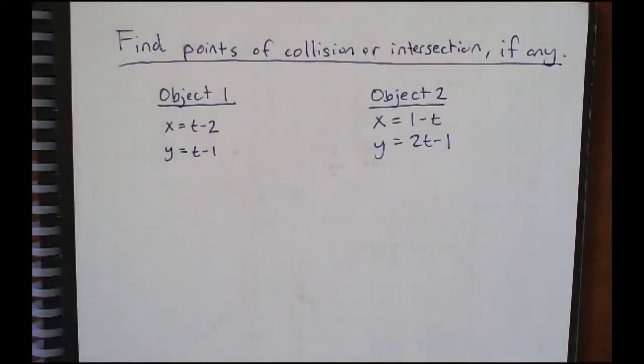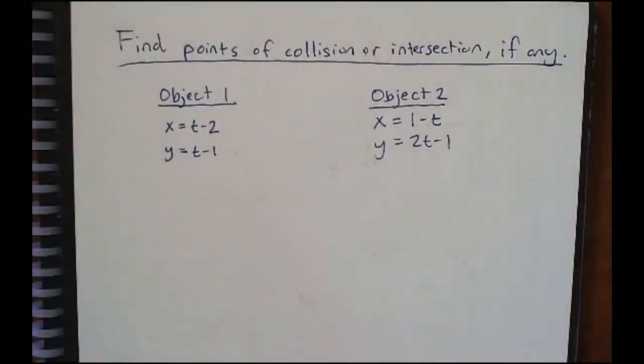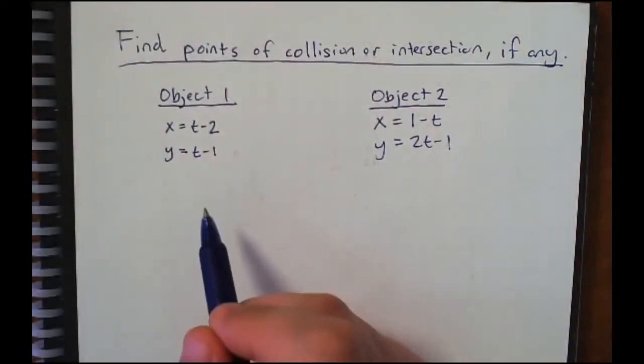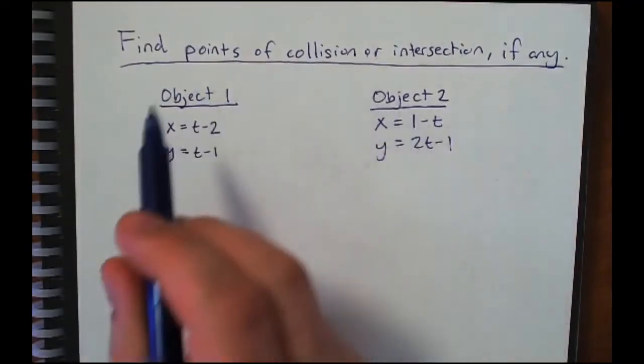Let's take a look at an example of how we would find points of collision or intersections, if they exist, and we'll be able to find through the solving process whether or not there even are any. So I'm going to show you one way how to do this that I think might be a little bit longer than a different way, and I'll show you the shorter way too, but I kind of want to just talk through this and solve it how you might think about it.